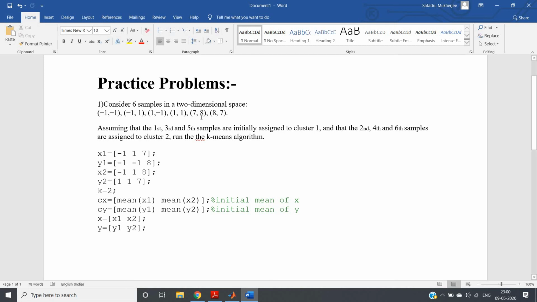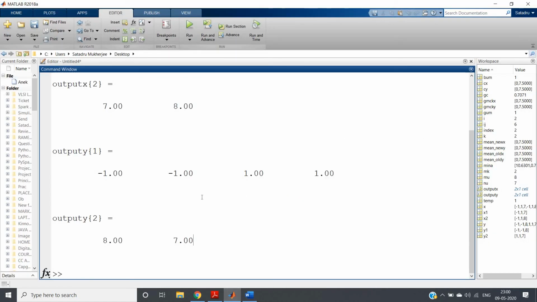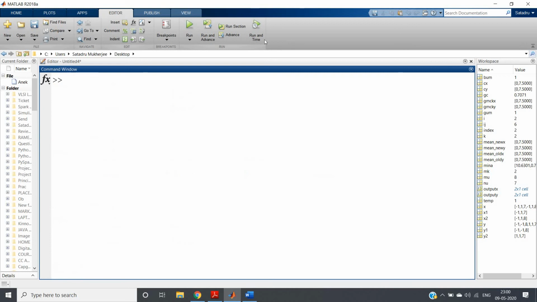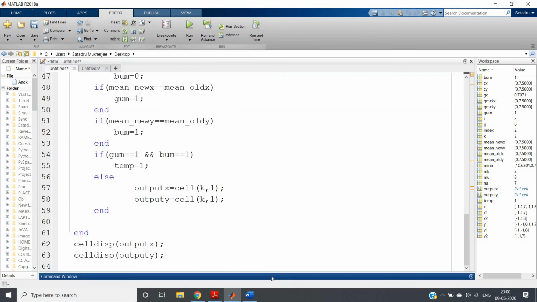7 8 and 8 7 are far from these first 4 points, and they are almost similar to each other, right? So they will be mapped to cluster 2. That's what is happening here also, right? So our code is perfectly working. From the intuition itself we can understand. So this is one kind of variation in the problem which may appear as a programming question.